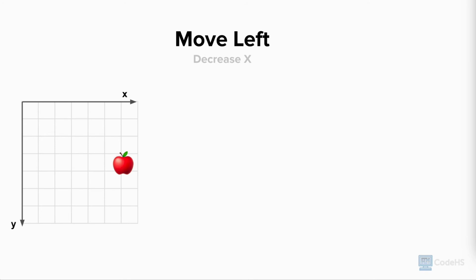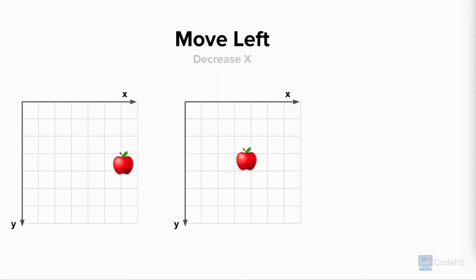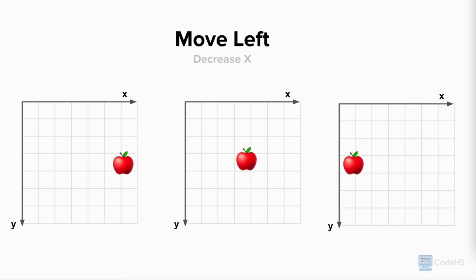To create a leftward motion, the X position of the shape will be decreased as the X value decreases as you move to the left side of the canvas. When the X position is decreased from the given apple, the apple moves leftward in each frame. This happens repeatedly until the apple reaches the left side of the canvas.